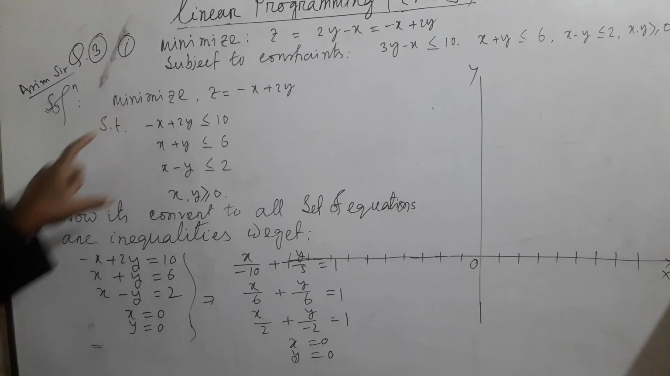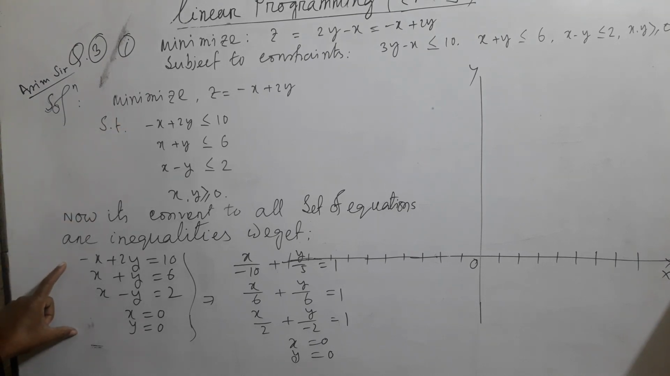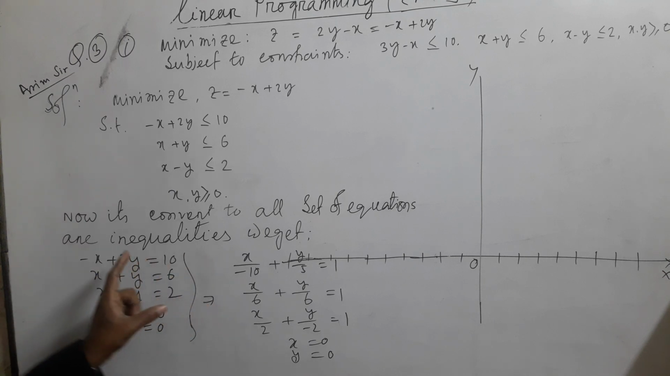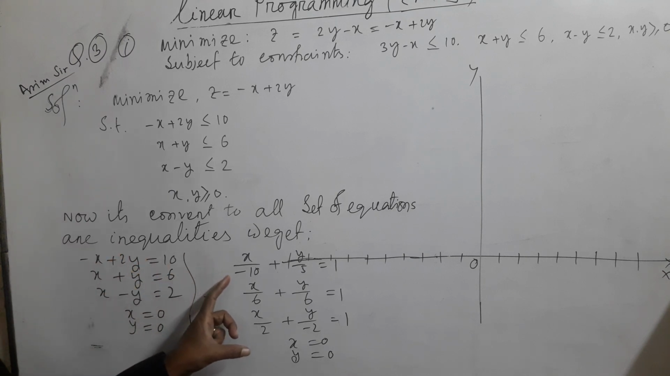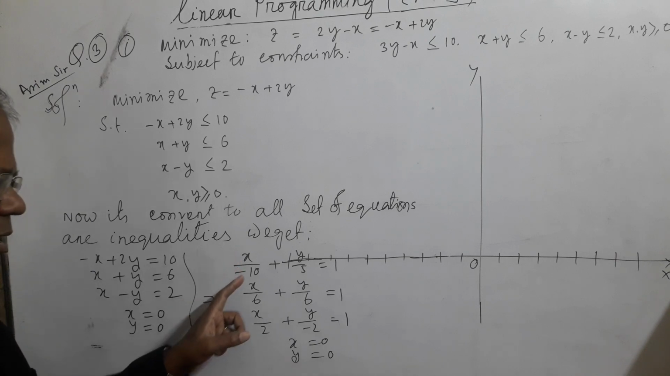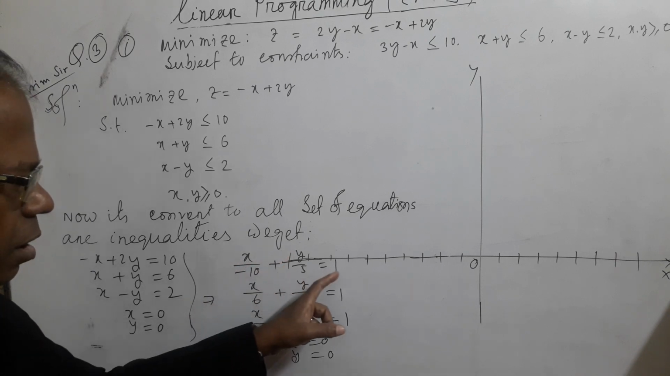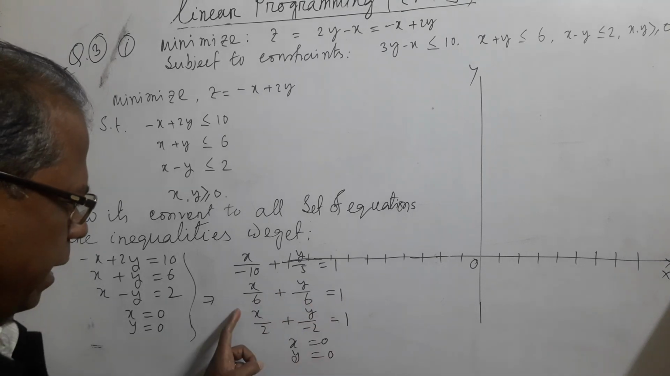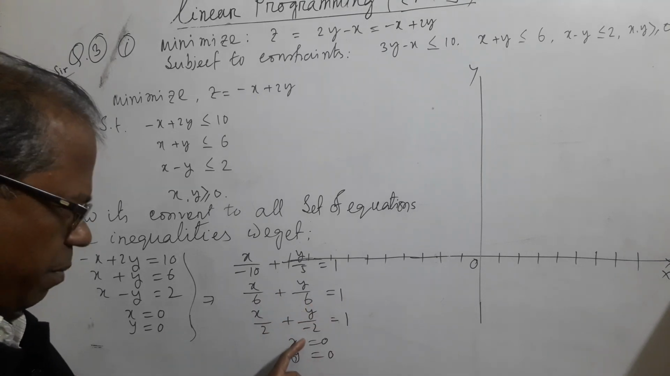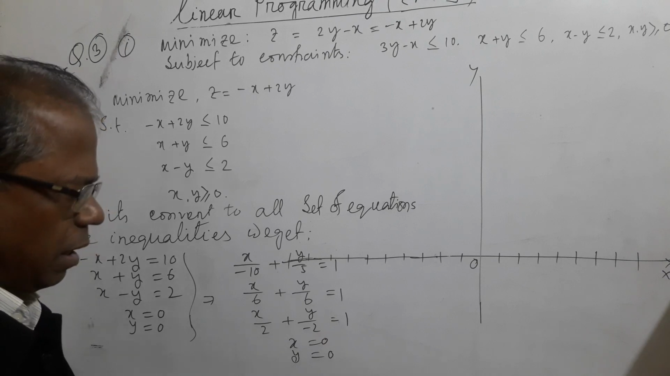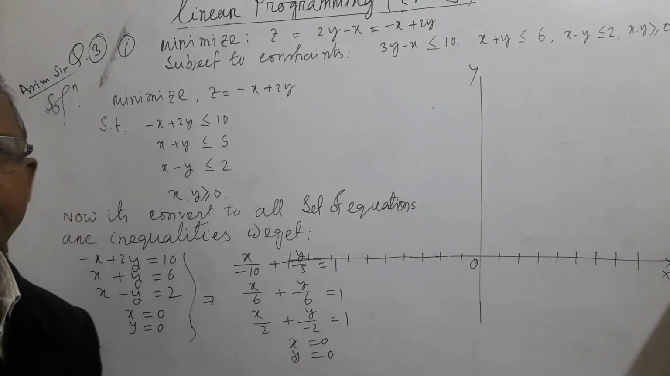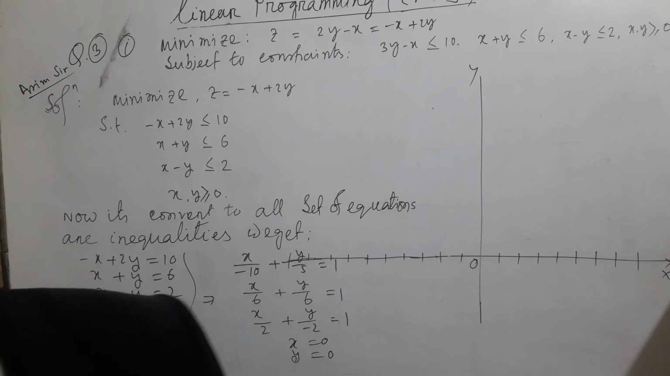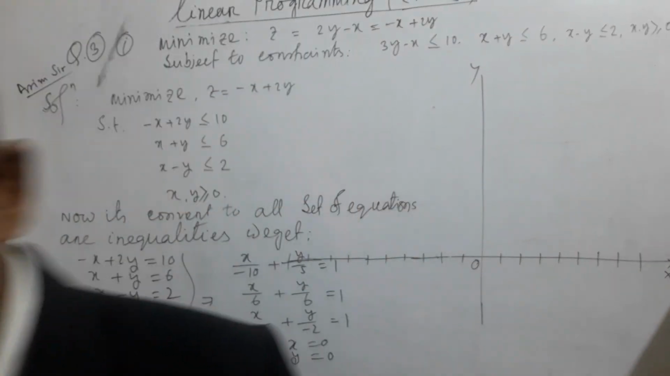These conditions are equalities, and they are in the format x by a plus y by b equal to 1. For the third, x by 2 plus y by minus 2 equal to 1. That's where x equal to 0 and y equal to 0.